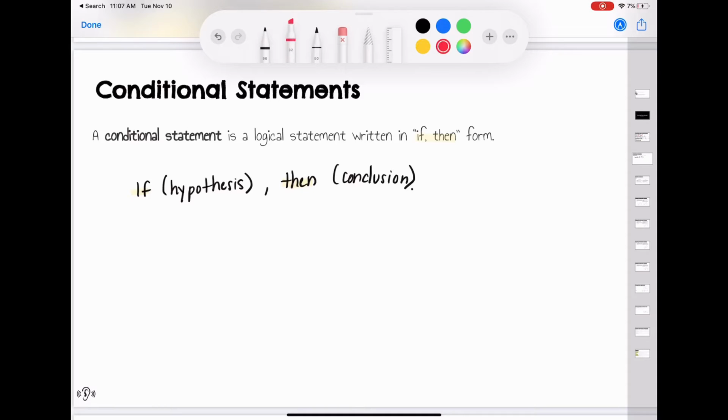An example of this might be: if it is raining, then I will need an umbrella. Again, this sentence takes the form if, then.